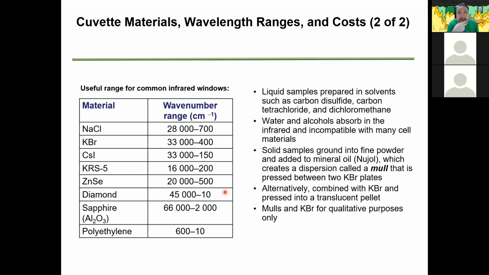Trying to remember what the ones are on the little ATR ones that we've got. I think those are diamond rather than zinc selenide. But the windows can be made out of diamond as well. Obviously, that's going to be expensive.